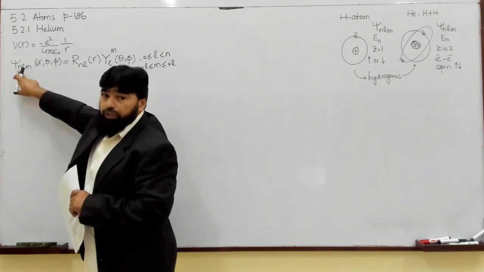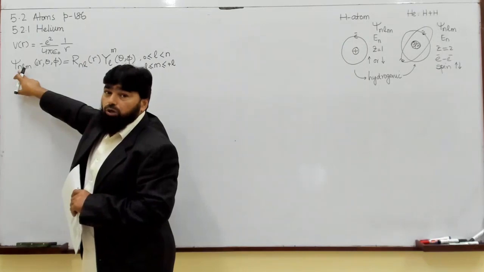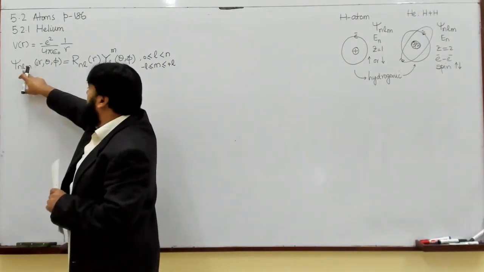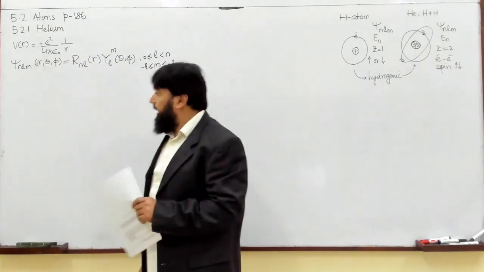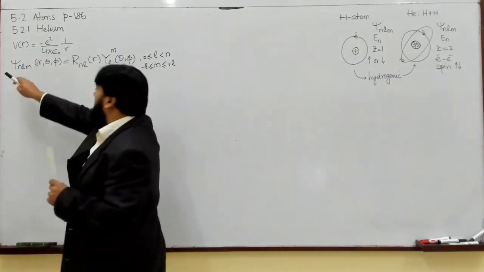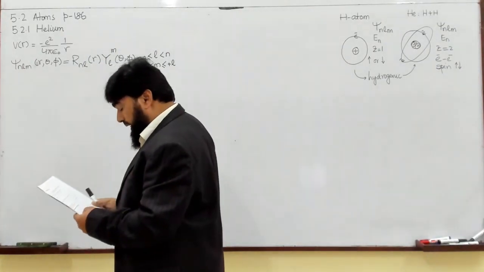So let me write for review, let me just say it again. n is our principal quantum number, on which the energy depends only, while L is the orbital quantum number, the angular momentum quantum number, and m is the magnetic orbital quantum number.